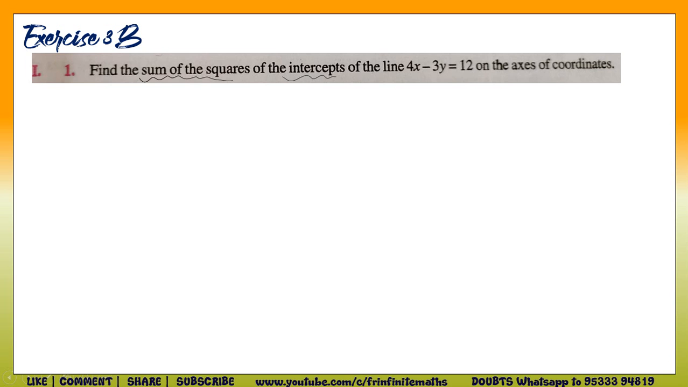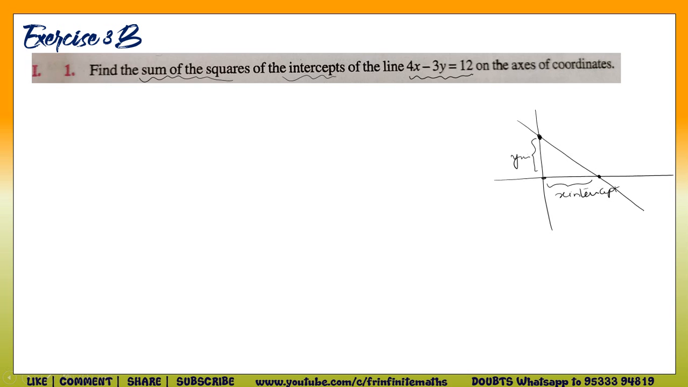What is the meaning of intercept? If you consider the coordinate axis, this is my line. From the origin, where this line cuts the x-axis, this total length is called the x-intercept. The same way, where the same line meets the y-axis, the distance from the origin we call the y-intercept, right? If you want to find the sum of squares of intercepts, first of all we need to find the intercepts. Generally intercepts we represent with a comma b. This problem we can do in two ways.